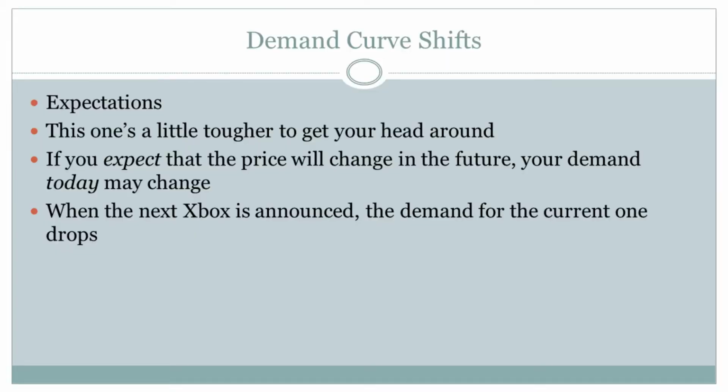One example of that is the Xbox. So we got the Xbox, right? We always know that there's going to be a new version of the Xbox coming out sometime in the future, right? Let's say you're interested in buying an Xbox, but you know that the new one is going to be coming out sometime soon. And you also know that when the new Xbox is announced, the price of the old one is going to go down. Okay?